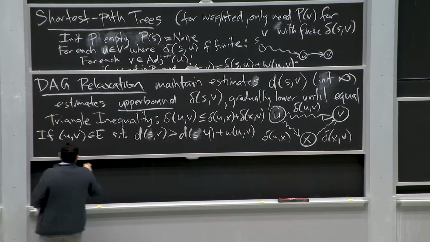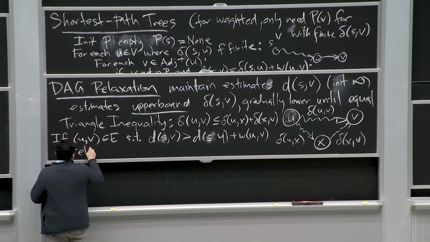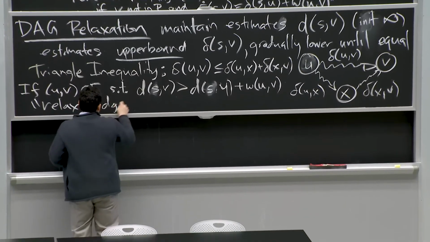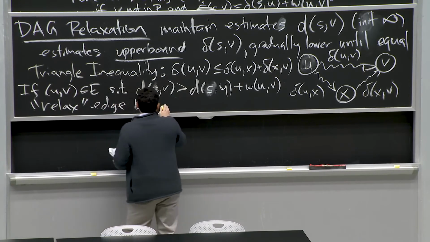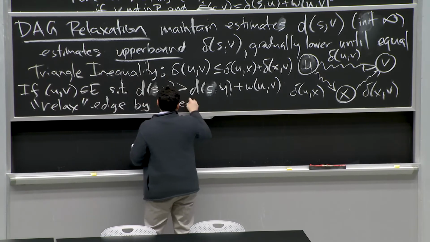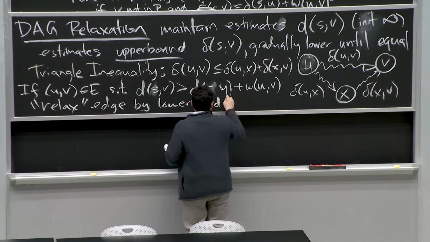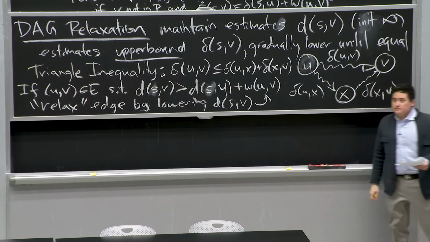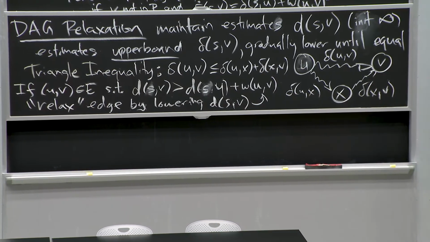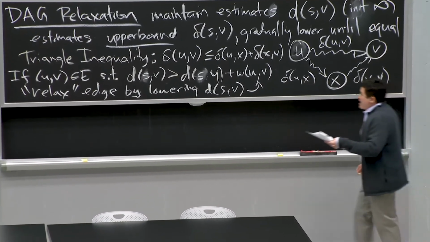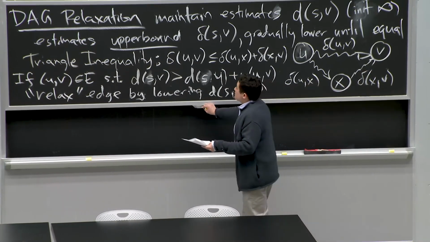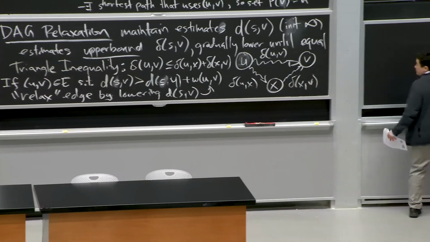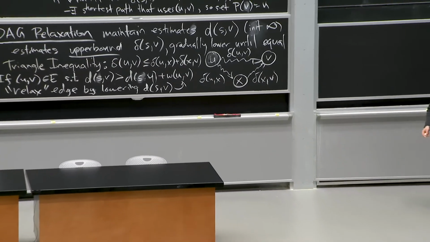Okay, so relax edge by lowering d of sv to this thing. Okay? That's what we're going to mean by relaxing an edge. Okay? And relaxing an edge is what I'll call safe. It's safe to do. Okay?